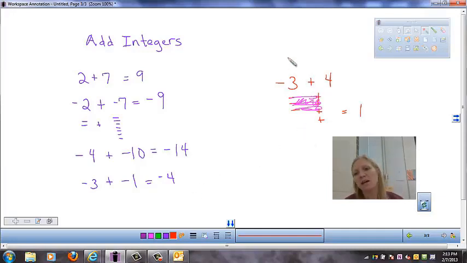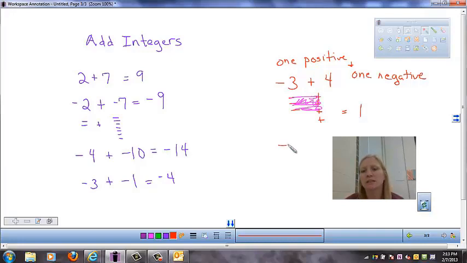It's just the same when you have 1 positive and 1 negative. You end up doing something, instead of adding, if you have 1 positive and 1 negative, you end up actually subtracting, because 4 minus 3 is 1.